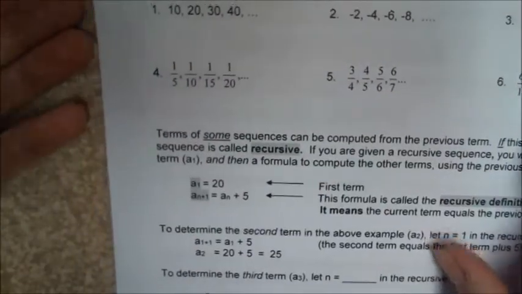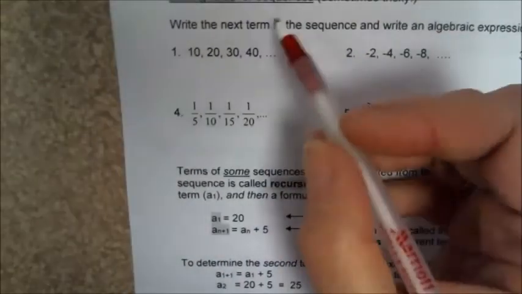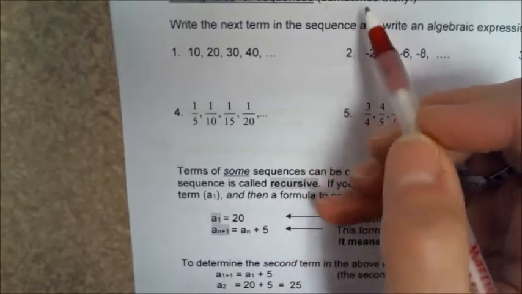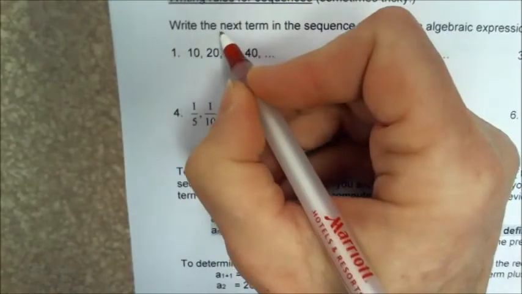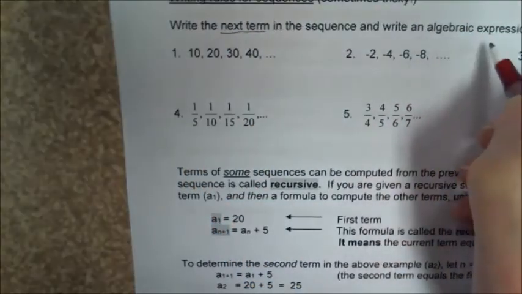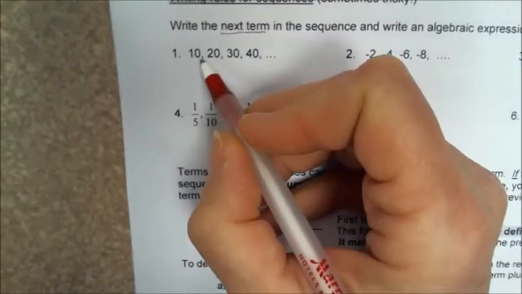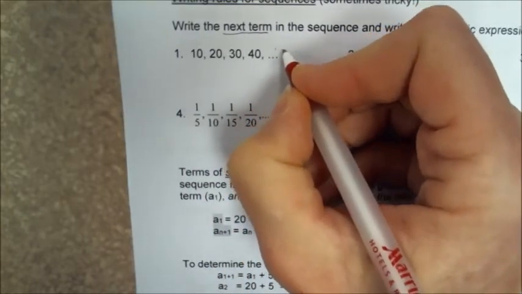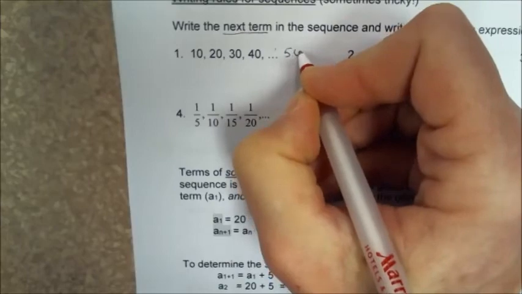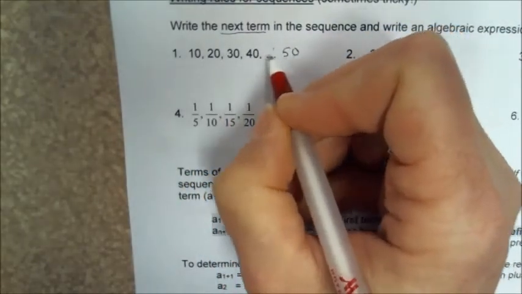So now, instead of us being given the rule, we have to find out what the rule is for these sequences. Sometimes they're tricky. So what we're going to do is write the next term in the sequence, and then write an algebraic expression that represents an. So these kind of get tricky. So here you can usually see the pattern: 10, 20, 30, 40. The next term would be 50. That's the next term. And how do we get these terms?